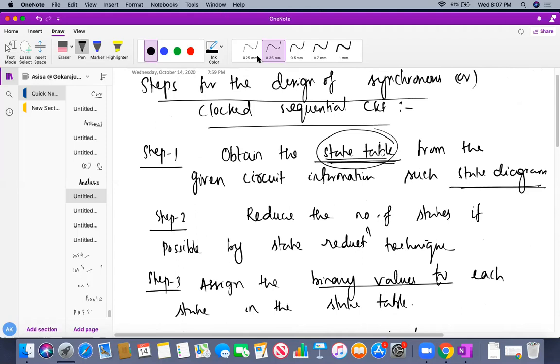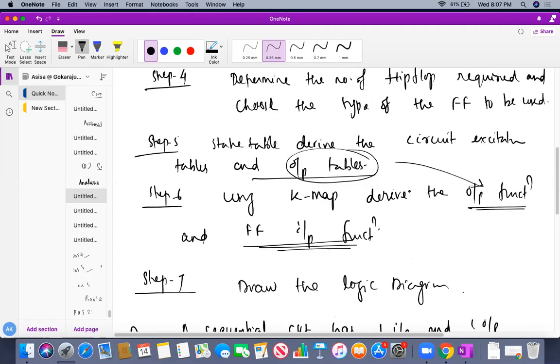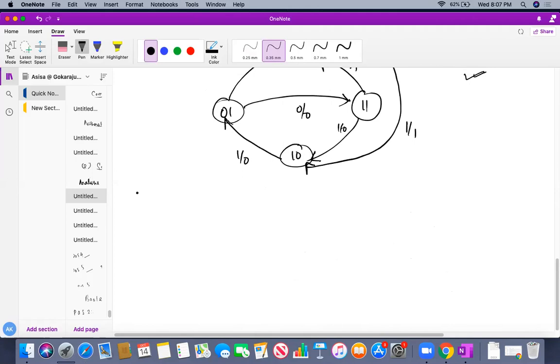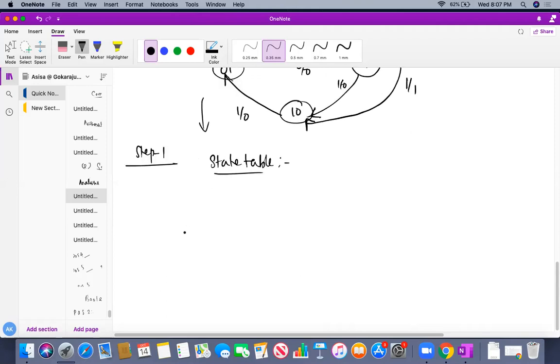Please try to understand. If you are not understanding, ask me. Okay, so see here what I am doing. What is step one? You have to get the state table. What is my state table? You have to find out the state table from this state diagram. Always remember, your state table consists of three things. What is that? Present state, next state, and output.